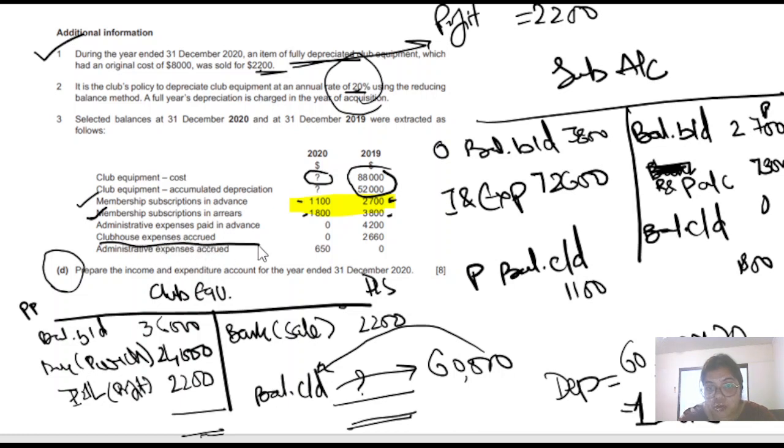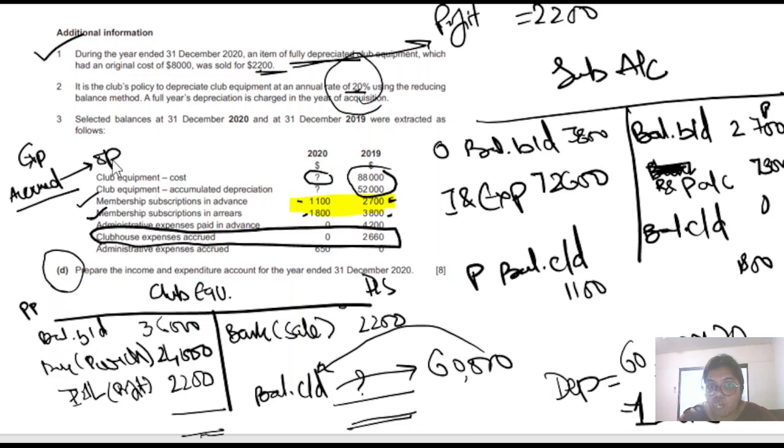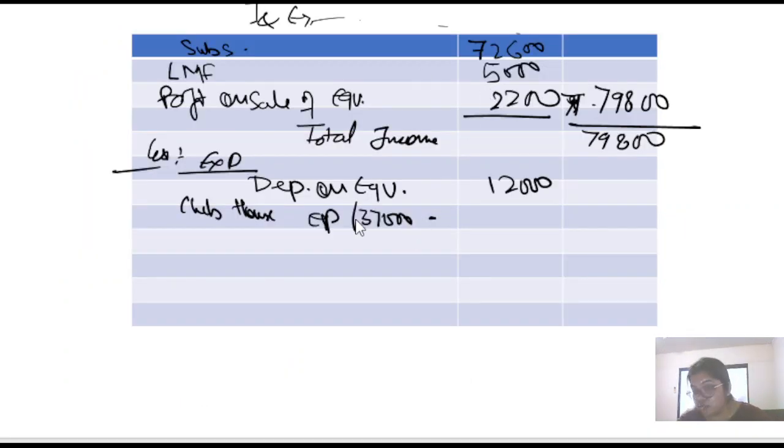House expenses accrued 2,600. So now if there is an expense accrued, if you are having an opening balance, then you have to deduct it, and if you are having a closing balance, then you have to add it. Here you are having 2,600, this is your opening balance, so it means you have to deduct it. So from 37,000 we are going to deduct 2,600, and our 34,340 is the clubhouse expenses.